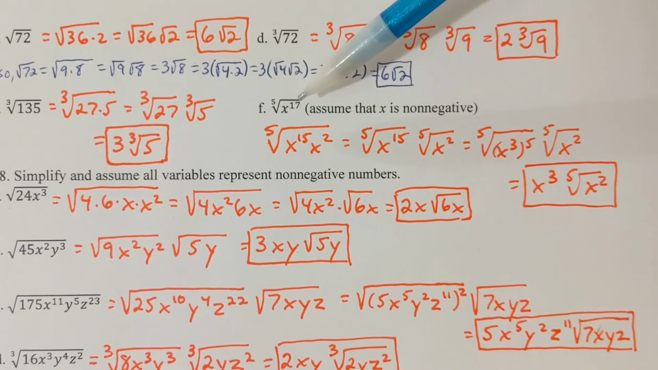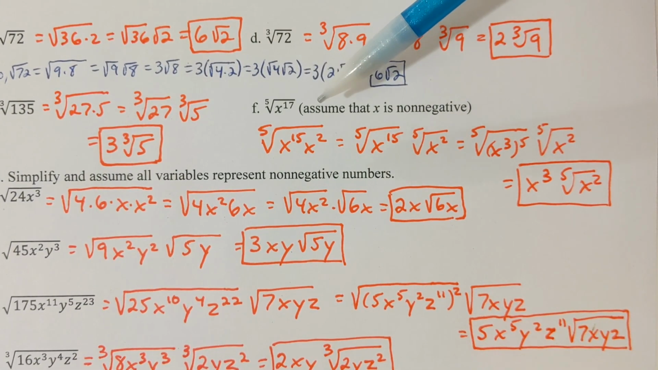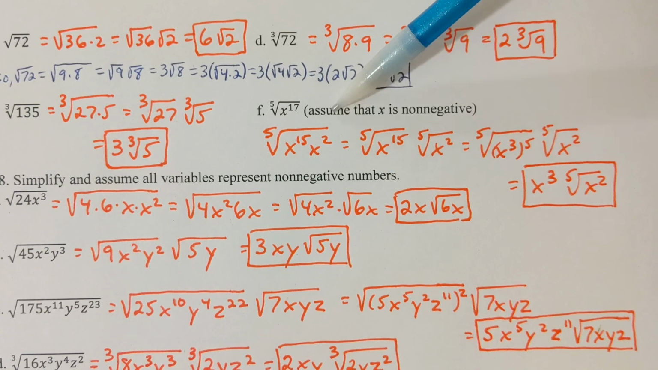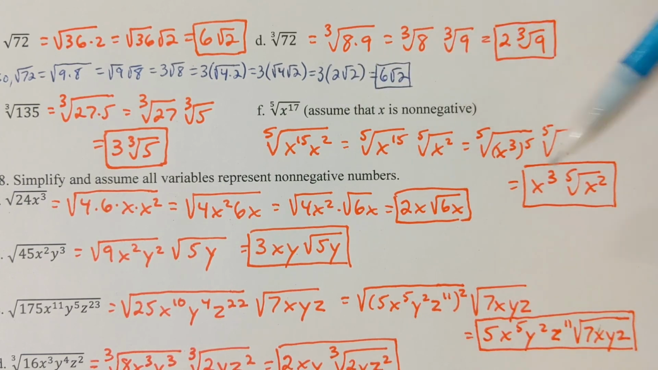Here's another one. The 5th root of x to the 17th. And assume that x is not negative. In other words, I don't have to worry about the absolute value stuff here.